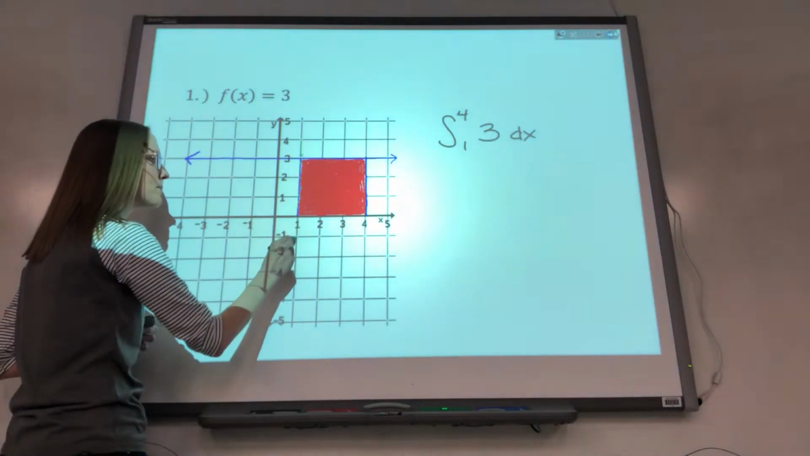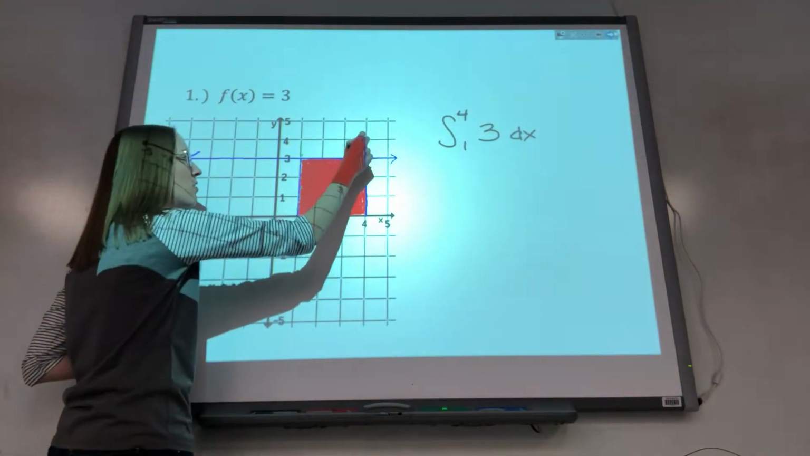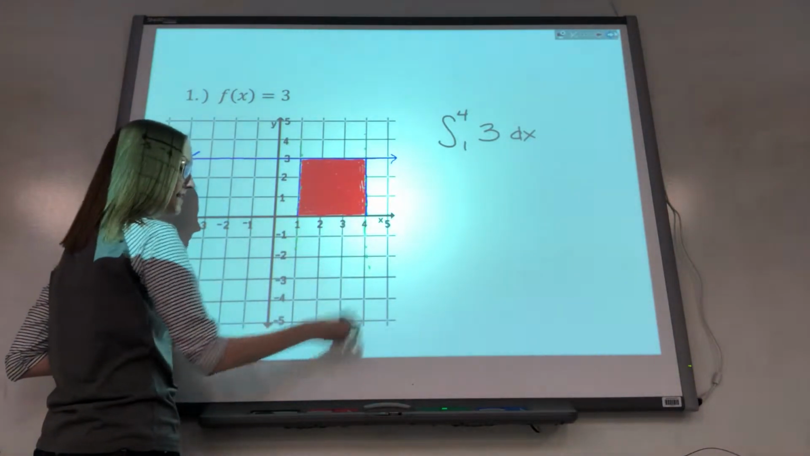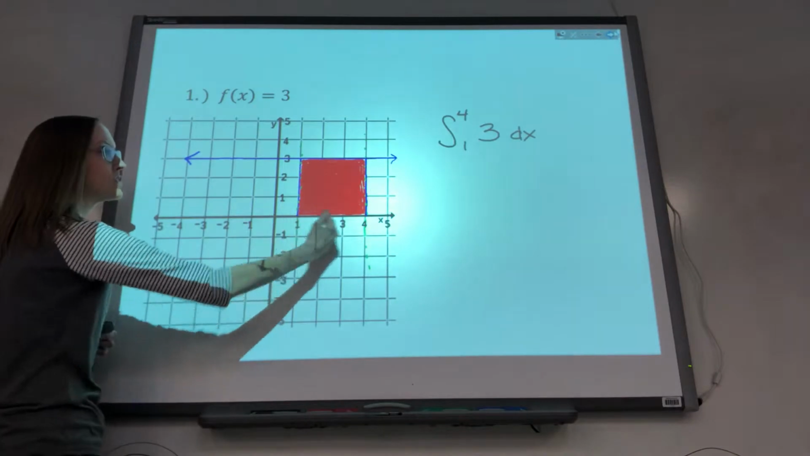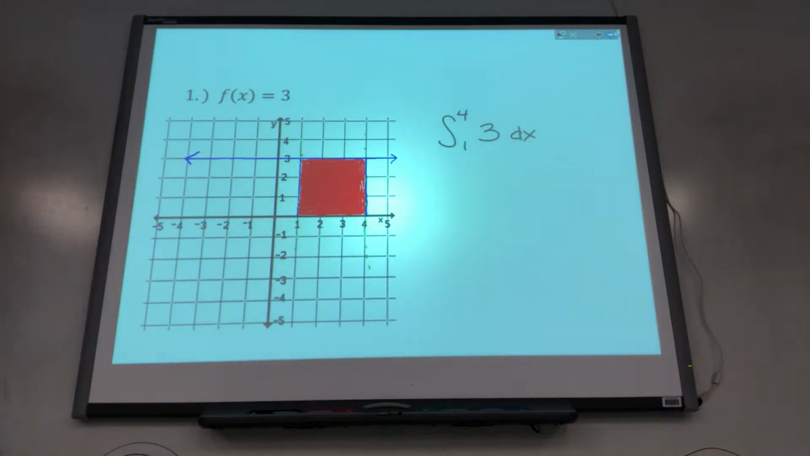So again, a is the lower bound, and b is the upper bound. And this was all with respect to x. Okie doke. Not too bad. I want to do just a couple more of these.